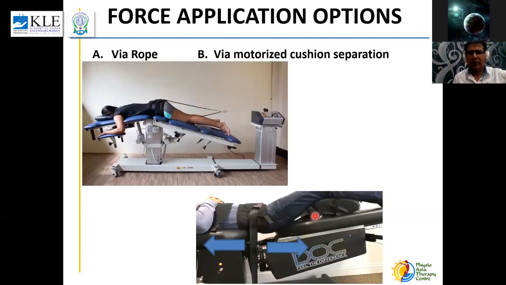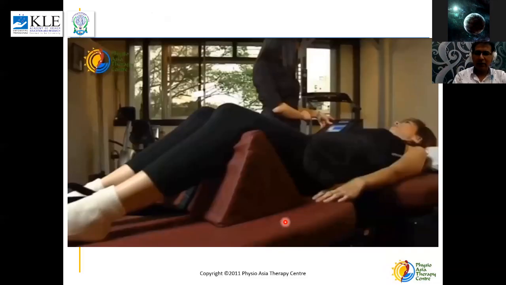So if we look at how to apply force, and this is what we often practice, there are 2 different ways you can apply force. One is through the rope model, as you see here. The pull is being effected. The other is more sophisticated devices like this, which provide actual separation at the lumbar level. So the table itself splits and creates this effect.